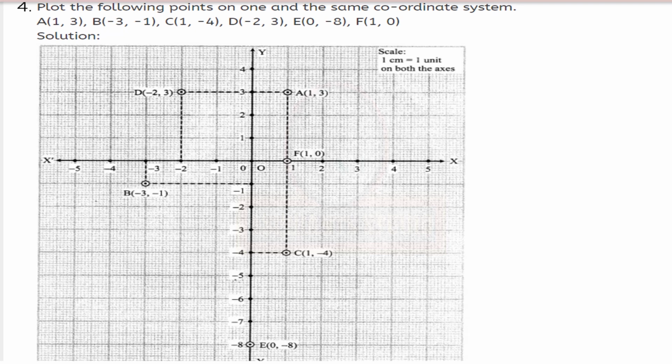Now next one, F, 1, 0. Search for 1 in the x-axis and 0 in the y-axis. So the point lies on the x-axis only because if y coordinate is equal to 0, the point lies on the x-axis. Here y coordinate is 0, so the point F lies on the x-axis.